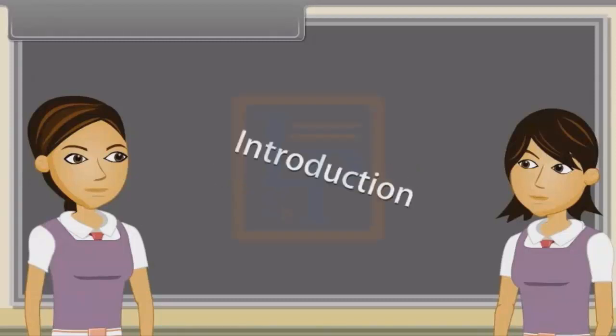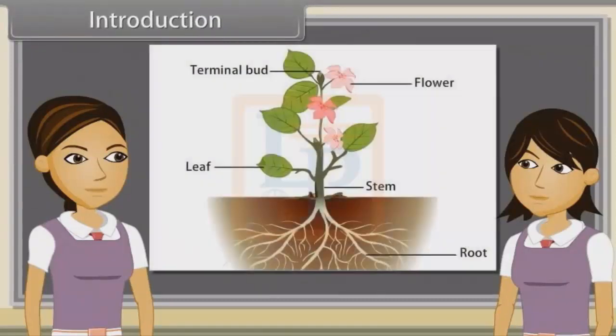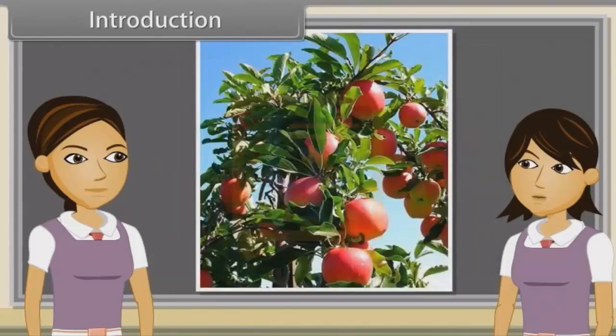Introduction. When we observe a plant, we see that every plant has roots, stem, and leaves. Plants also have flowers and fruits. We have already discussed characteristics, types, modifications and functions of roots and stems. Now we will study the leaf.